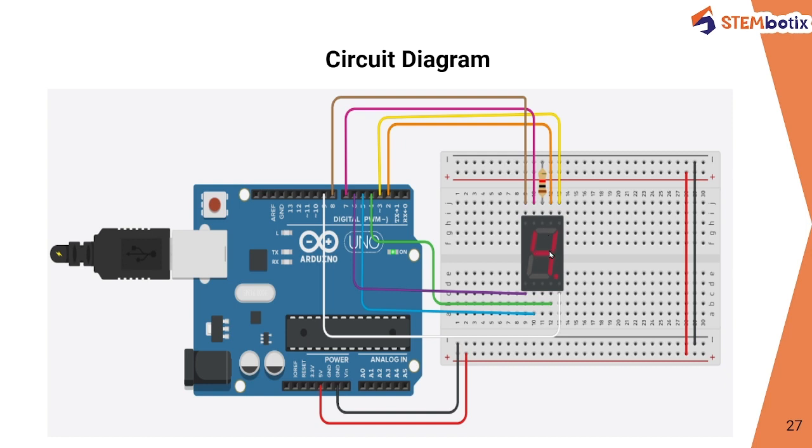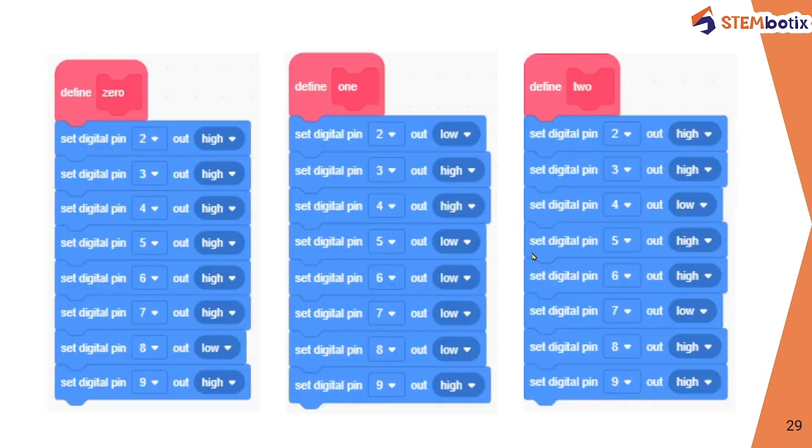The only pin that will be in the 0 mode is this particular section. By turning off only this particular section, you will be able to see the 0 digit on the screen. So in order to make 0, we need only digital pin 8 as low, and the others are high.